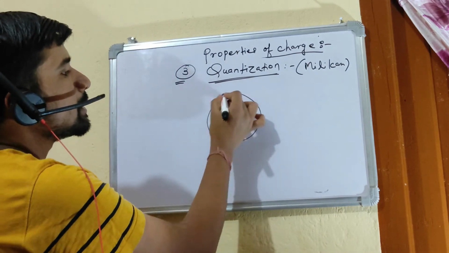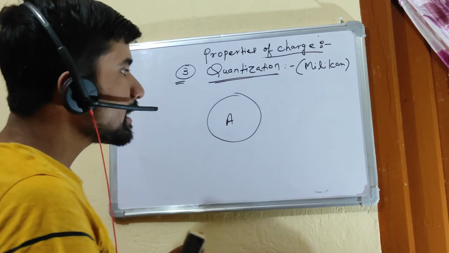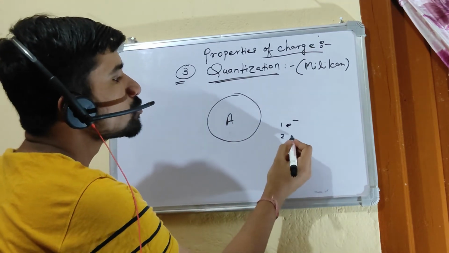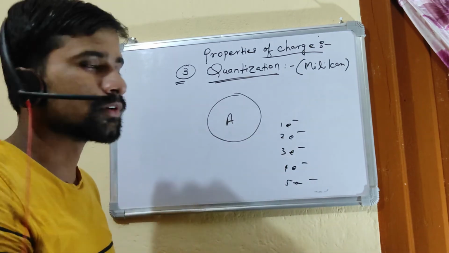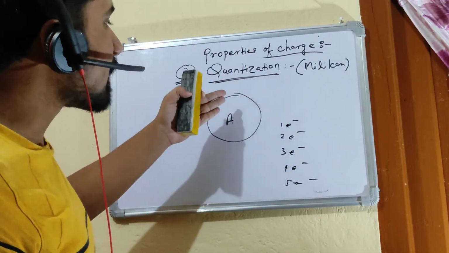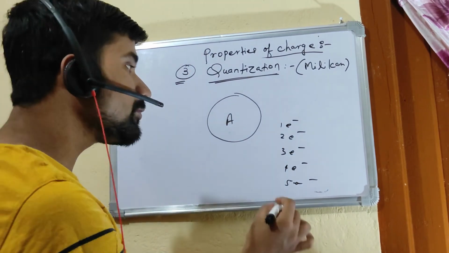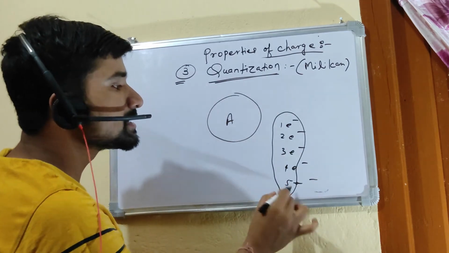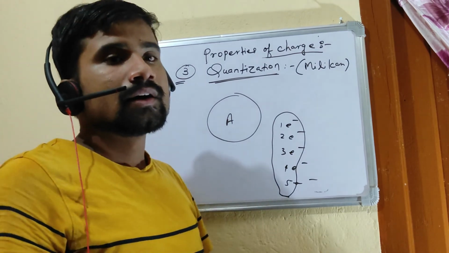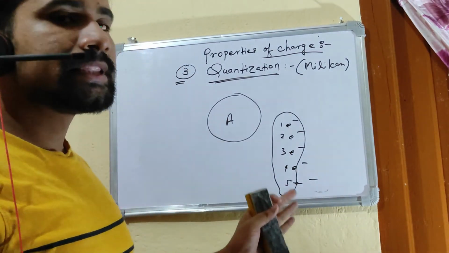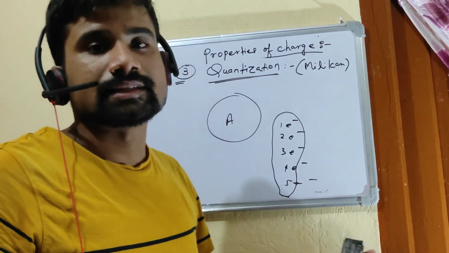So let's say a body A gains charge by losing electrons. It can lose 1 electron, it can lose 2 electrons, 3 electrons, 4 electrons, 5 electrons, and so on. So all these charges which it will develop, be it positive or negative, be it gaining or losing electrons, will always be an integral multiple of the charge of the electron, right? So any charge on any particular object will be an integral multiple of the charge of the electron. This is what we call the quantization of charge, right?